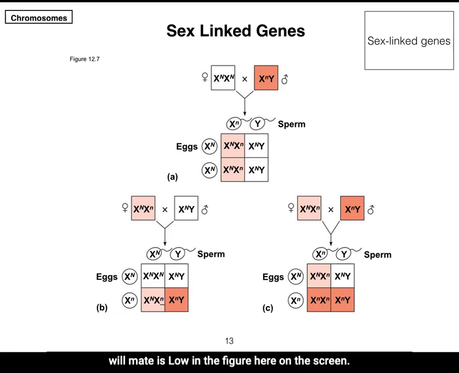In the figure here on the screen, we're looking at the transmission of an X-linked recessive trait, so specifically red-green color blindness. This is being used as an example in this cross, so the superscript N represents the dominant allele for normal color vision, carried on the X chromosome, whereas the small n represents the recessive allele, which has a mutation in the DNA resulting in red-green color blindness.